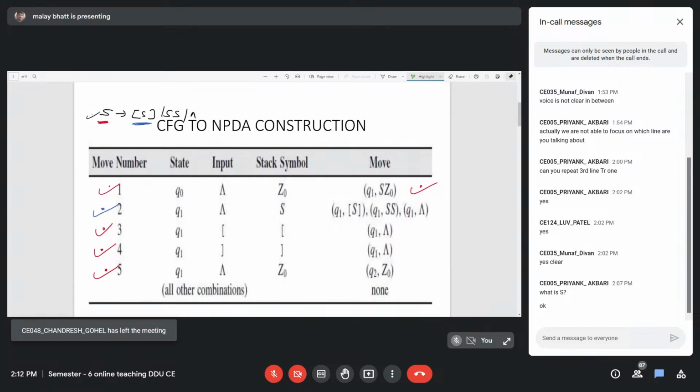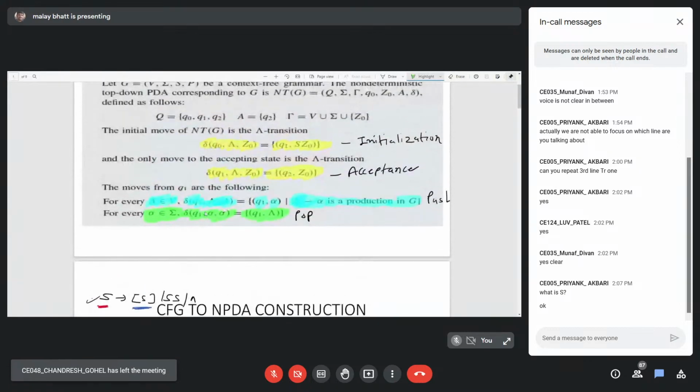Now, the last one is for every terminal of the grammar. For every small sigma belongs to capital sigma, that is, the terminal symbols, it is a pop rule. Q1 small sigma.